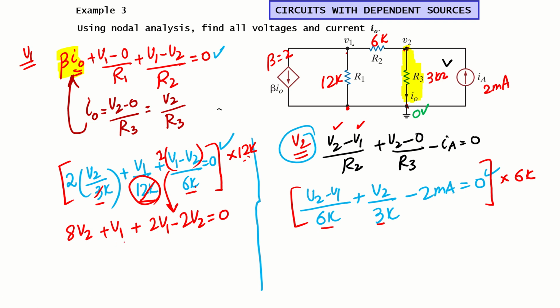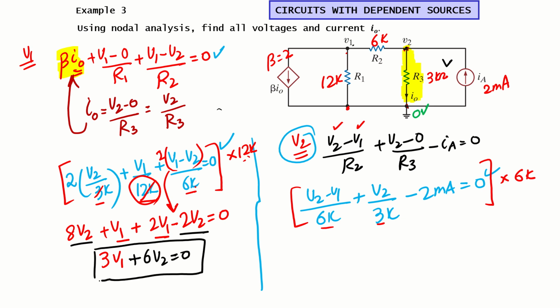So let's further simplify this. V1 and 2V1, so that will give me 3V1. Then we have two values, 8V2 and minus 2V2. So that will give me 8 minus 2, 6. 6 times V2 is equal to 0. So this is the simplified first nodal equation.